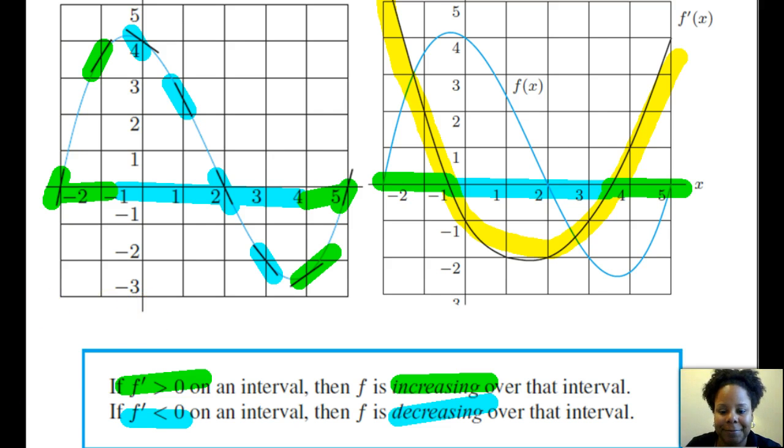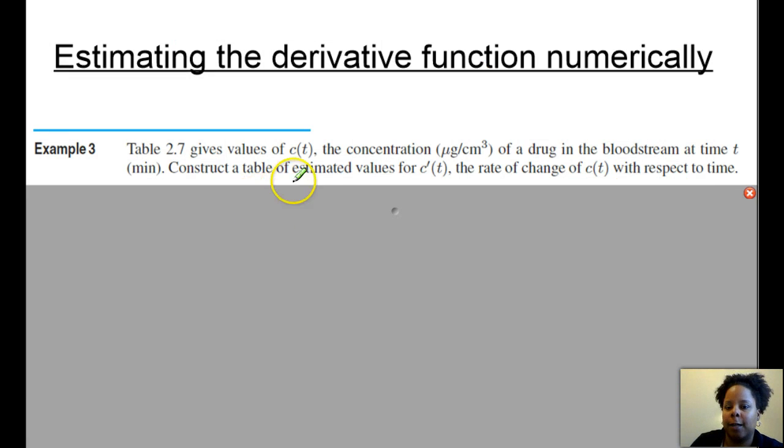Great. Now let's take a look at estimating the derivative numerically. So I have a problem from example 3, which talks about the concentration of a drug in a bloodstream over time. And they want us to construct a table of estimated values for C prime of t, which would be the derivative of the concentration function with respect to time.